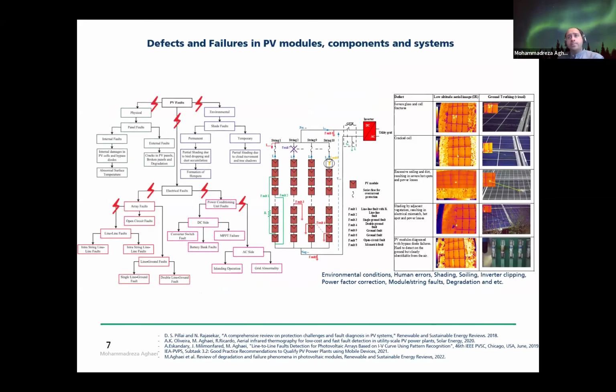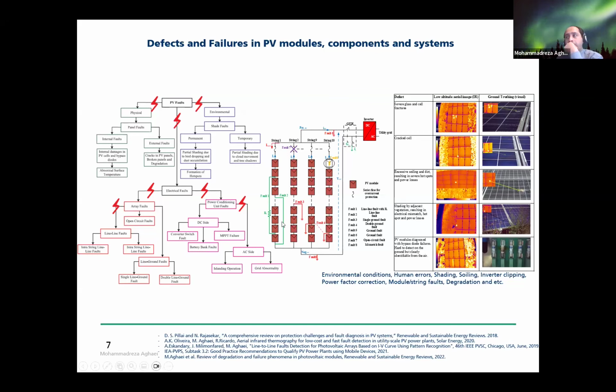Before discussing autonomous monitoring, reliability, and the application of AI for PV monitoring, it would be good to discuss a bit about the failures. In the figure on the left side, you can observe the classification of the faults of PV systems. The failures are classified based on environmental or physical effects and electrical faults, which in the DC and AC side can be categorized.